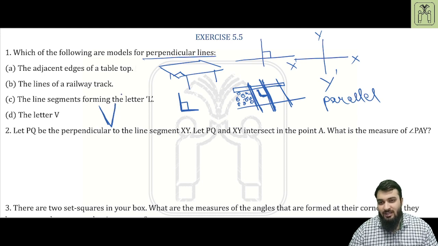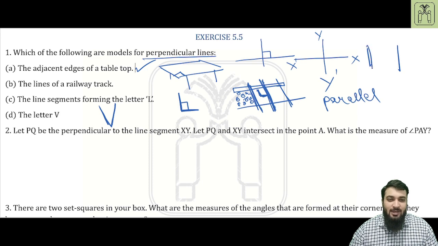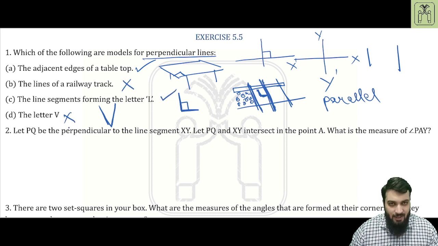So therefore the answer for this is the adjacent edges of the tabletop. Had it been the opposite edges of the tabletop, then it would have become the similar case as that of the lines on the railway track. This will not be, this will be, and this will not be, because it is an acute angle.